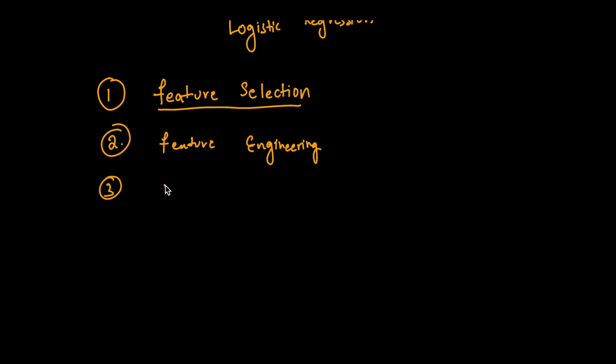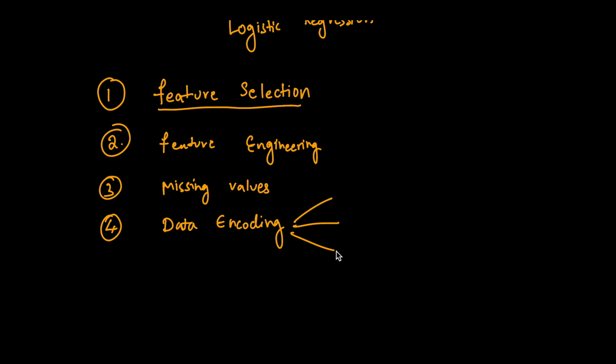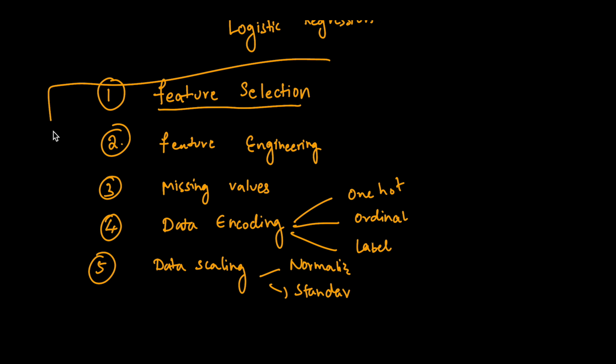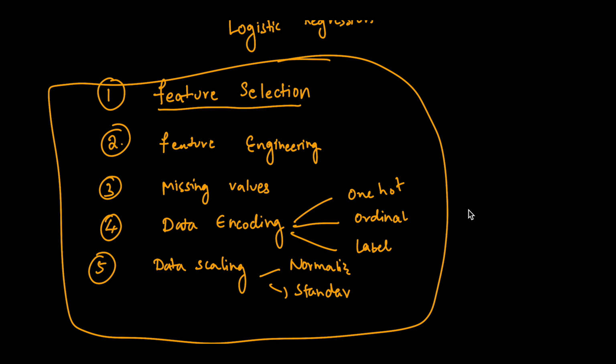Similarly, third, we can do handling of missing values. First, we need to check whether there are any missing values or not. If we have some missing values, then we need to follow some strategy to fill all those missing values. Then we can do data encoding. We have discussed various techniques for encoding, that is one-hot, ordinal or label. All these techniques we have already discussed. After that, we can do some data scaling, either normalization or standardization. After doing all these things, our data set is ready for building a model.